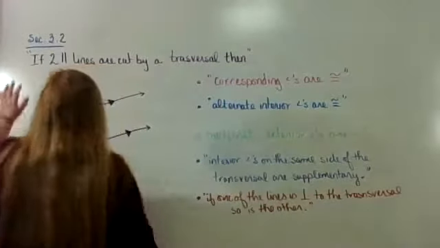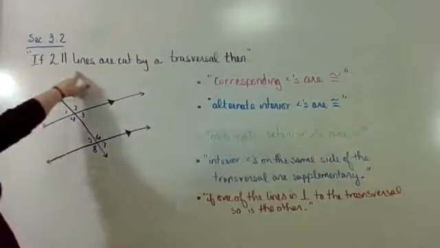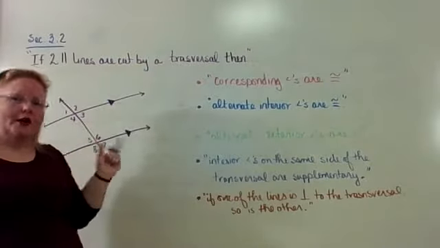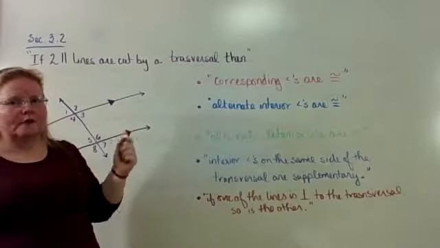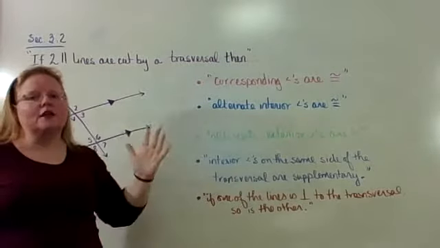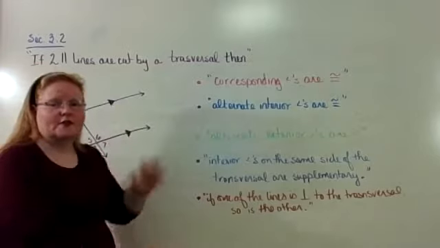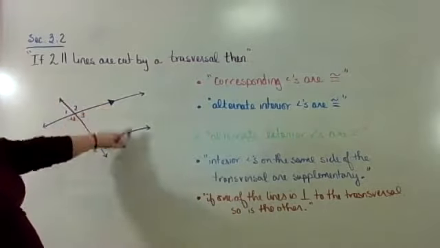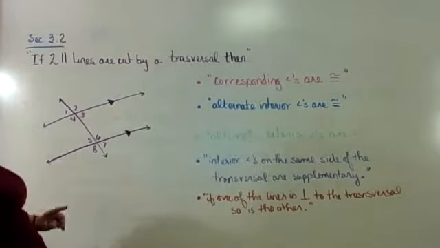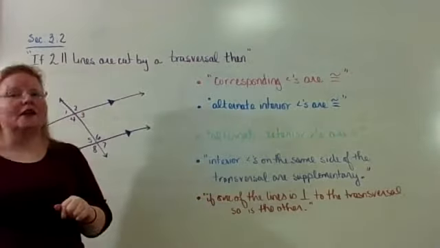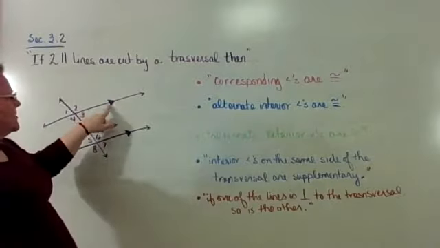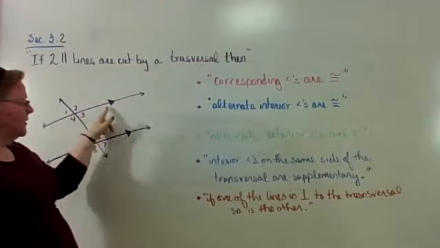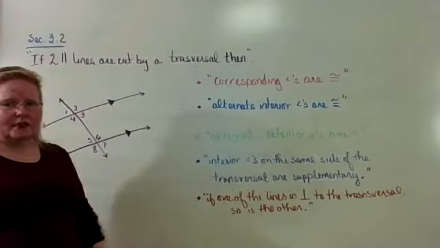So, section 3.2 is all about this very first line. If two lines are parallel and they are cut by a transversal, then, and they give all these different things that are true about that. Okay, so when we're talking about two parallel lines, these are my two parallel lines. I don't even have to name them. I know they are parallel because they have the little symbol that states that they are parallel. Put two little arrows on it. That's the way your book states that they are parallel.